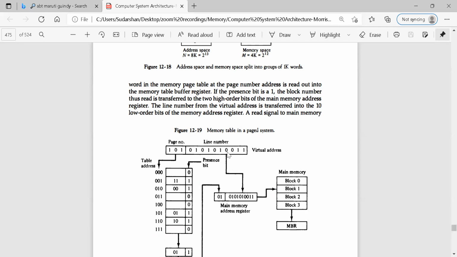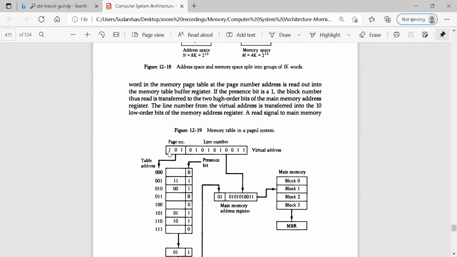The low order 10 bits represent your offset or line number. The high order 3 bits represent your page number. When there are 3 bits, 2 power 3 is 8. That will be 8 pages. See here, 000 is your first page, page number 0. 001 is page number 1. 110 is page number 6. 111 is page number 7. There are 8 pages. Of course, this table is called the memory map table.